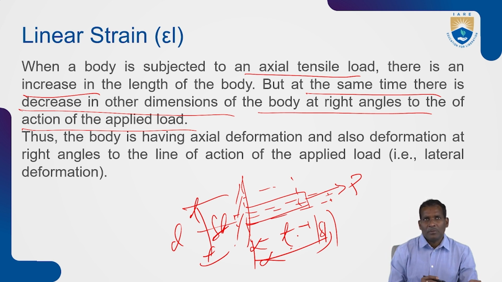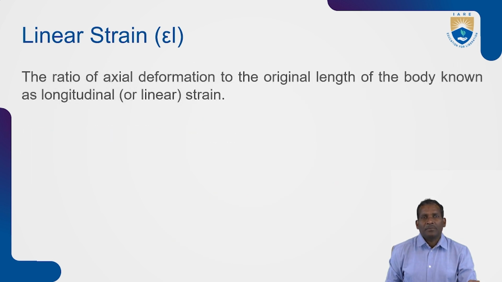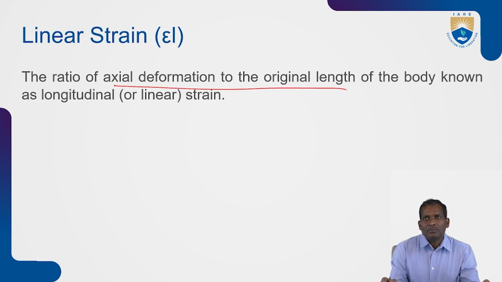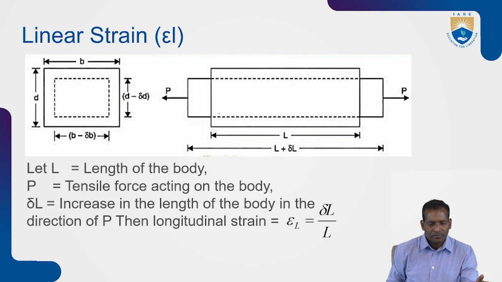So the length of the body will be increased. This type of strain is called linear strain. The ratio of axial deformation to the original length of the body is known as longitudinal or linear strain. It means the deformation along the applied load. So, longitudinal or linear strain.